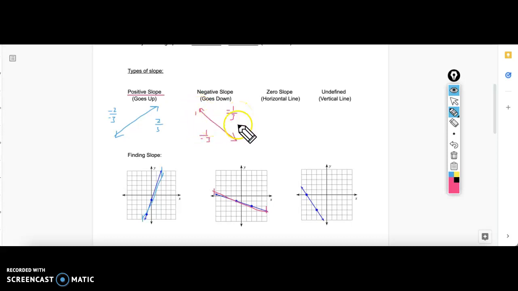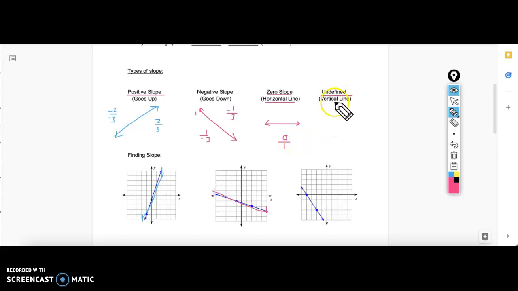Because I'm still going to the left or to the right, which is positive, but I'm going down now, which is negative. Then I have my 0 and undefined. A lot of times kids get these confused. A 0 is just a nice horizontal line. And again, we can think about that because my rise, I have no rise. It's not going up at all, but it is going over. So it'd be 0/1 or 0/5 or something like that.